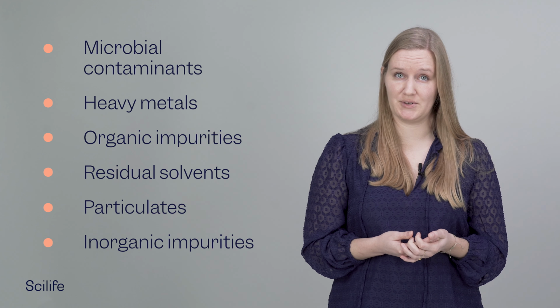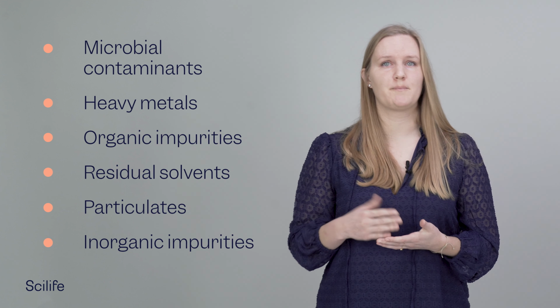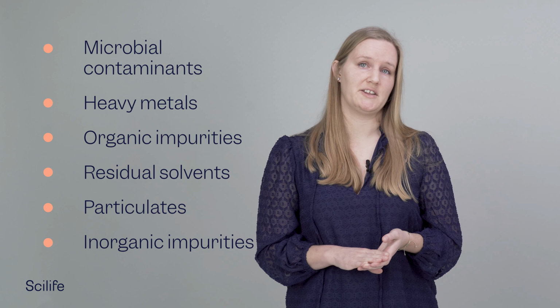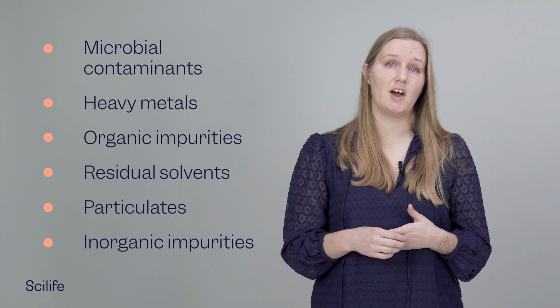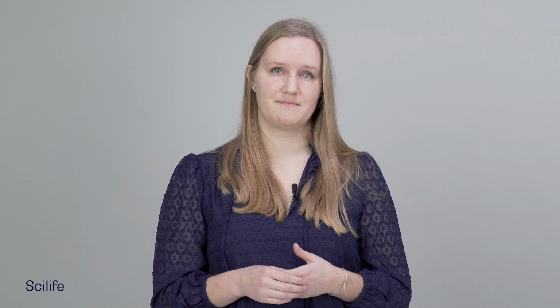And inorganic impurities are compounds that are not the intended API, but are present in the final product and may be derived from the raw material or the manufacturing process. Examples include salts, catalysts, and other reagents used in the synthesis. That's some of the types of contaminants that can be found in APIs and medicinal products. Let's move on to contaminants in clean rooms.